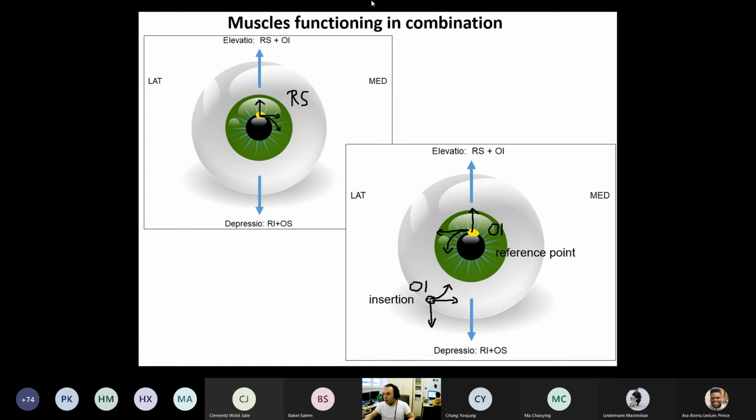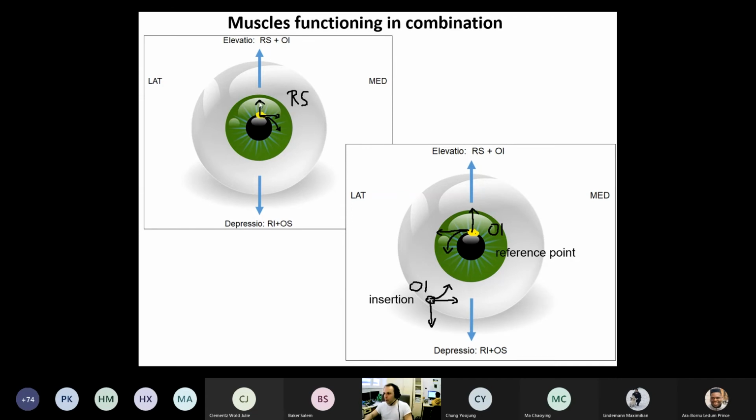In the vertical direction, elevation is done by the rectus superior and the inferior oblique. First of all, let's do the rectus superior. Since the insertion point of the rectus superior is right here, it makes no difference if you draw the directions onto the point of reference or onto the top of the eyeball. So I am using the point of reference here, this yellow dot.